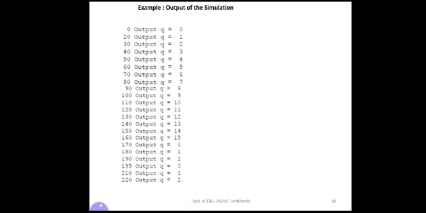So this is the sample output of the simulation. Q output is 0 initially at the 0 time unit. After the 20th time unit, Q becomes 1. Why? Because from 0 to 20 the reset was 1. That's why even though the clock pulse was available, the output remains 0 forcibly. So after 20 time units, Q becomes 1.